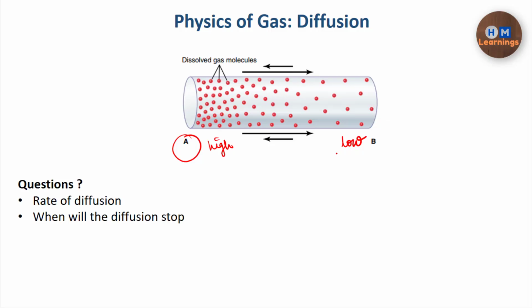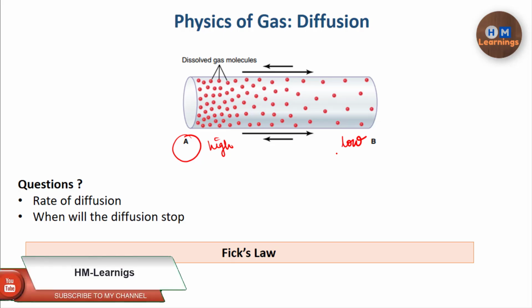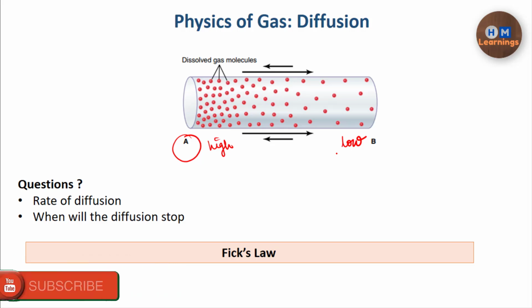Now the next question comes: what will be the rate of diffusion? Like how many molecules per unit time will move from site A to site B? And if they move, at what time will the diffusion come to an end? These questions are going to be answered by the law called Fick's law. So in the next video we are going to talk about what Fick's law is.